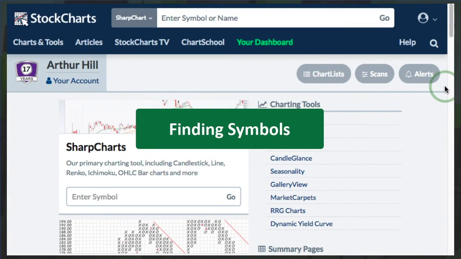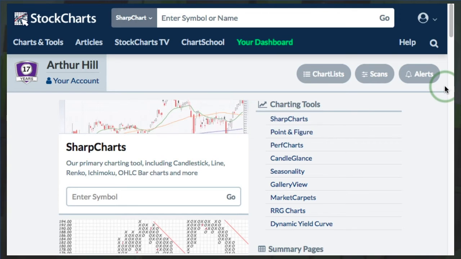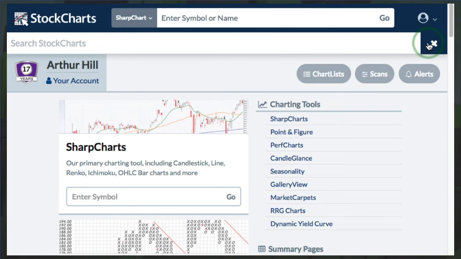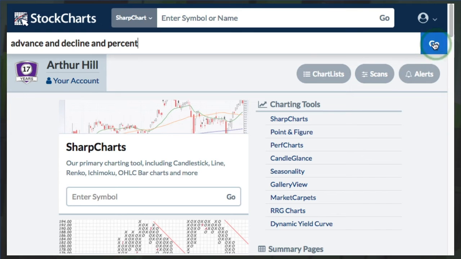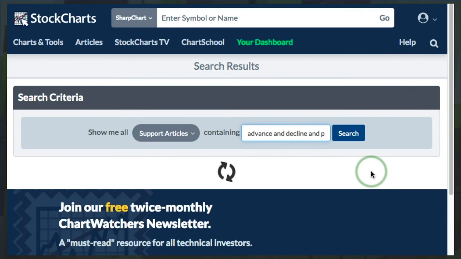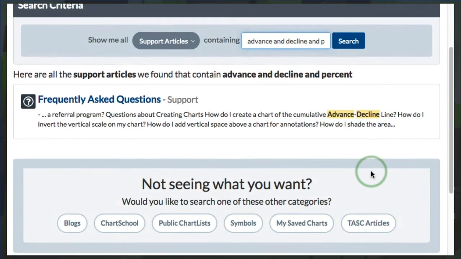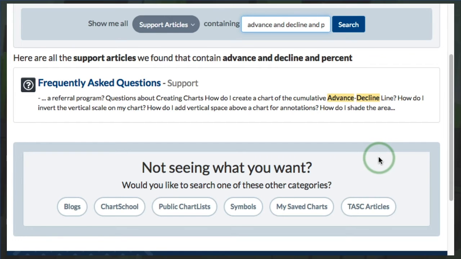All right, now I want to show you where you can find some of these symbols, how you can analyze them using summary view and a chart list, and how you can scan with these signals for some analysis. So I'm here on the charts and tools page, and if you go to the search icon in the upper right and you just type in, say, advance and decline and percent, and then click go, you'll get some results for support articles. But that's not what we want.